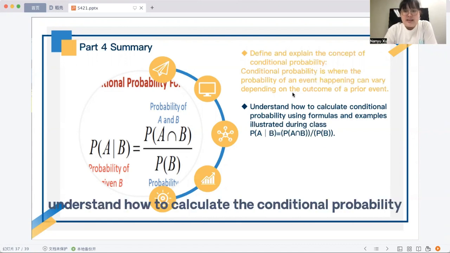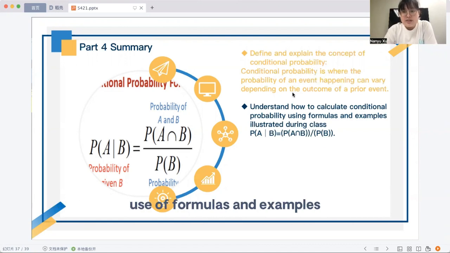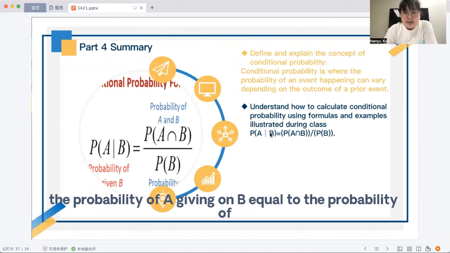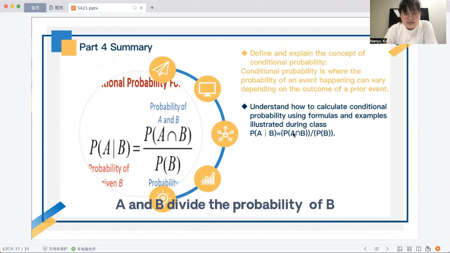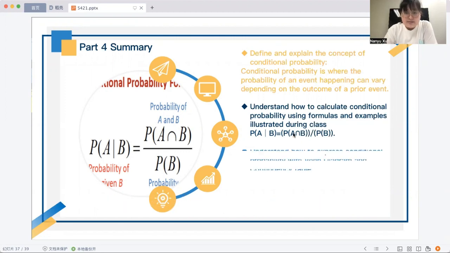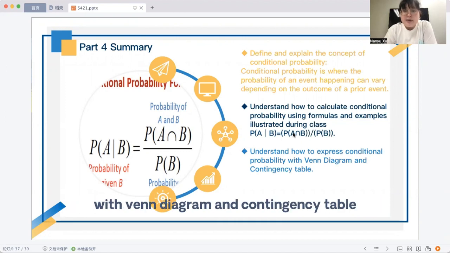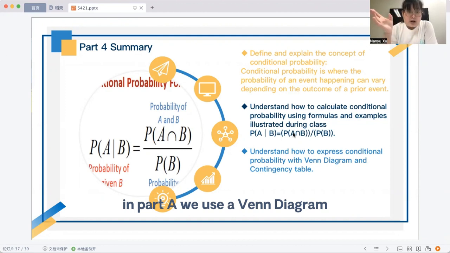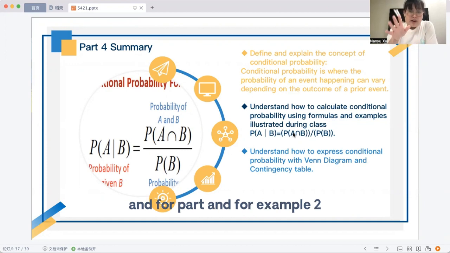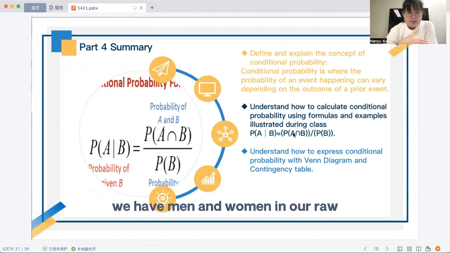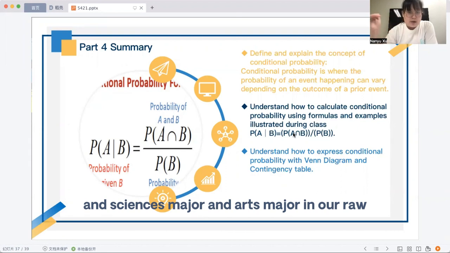The second part, we understand how to calculate the conditional probability using formulas and examples illustrated during class. The probability of A given B equals the probability of A and B divided by the probability of B. Understand how to express conditional probability with Venn diagram and contingency table. In part A, we use the Venn diagram with two circles and their intersection and union. For example 2, we use the contingency table, with man and woman in our rows, and science major and arts major in our columns.